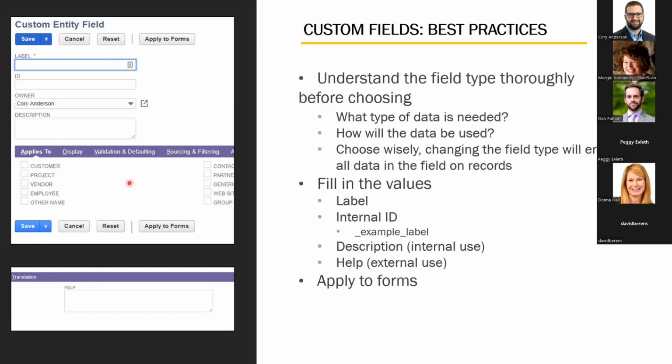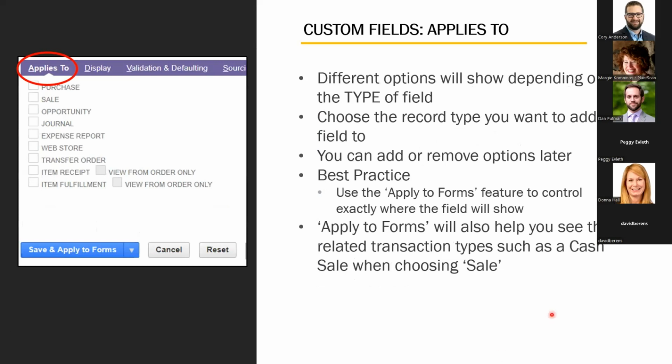So the other best practice that I have to recommend is the apply to forms option. And there are two ways to do this. After you put this information in, you can hover over this down arrow and hit save and apply to forms. Or if you're editing this after the field has already been created, you can just click on apply to forms. So that's the next thing I want to talk about, the applies to. When you're applying the field, you're basically defining where that field shows up, what record types it shows up on, and then also specific forms.